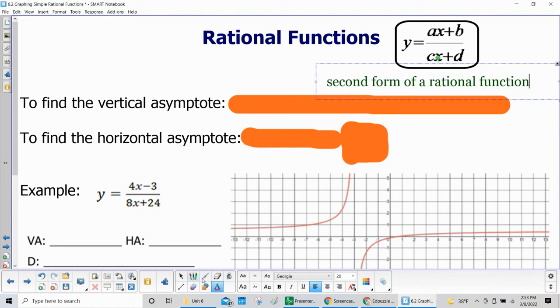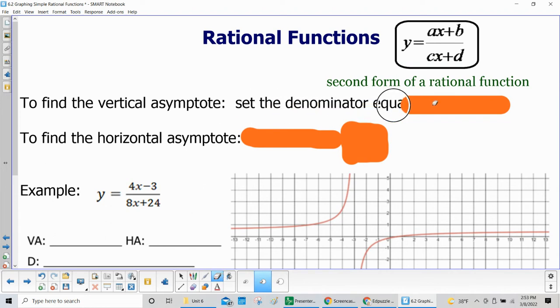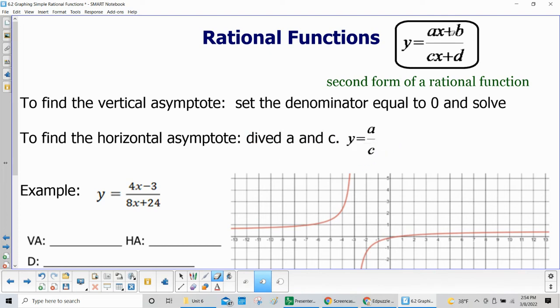With this second form of a rational function, to find our vertical asymptote, it's not just x equals -d or anything like that. We just set the denominator equal to 0 and we solve it. So we'll take whatever happens to be on the bottom and set it equal to 0. To find our horizontal asymptote, so our y equals, we divide a and c. So I'm going to do a divided by c, the x part divided by the x part, basically. That's the goal with finding our horizontal asymptote.